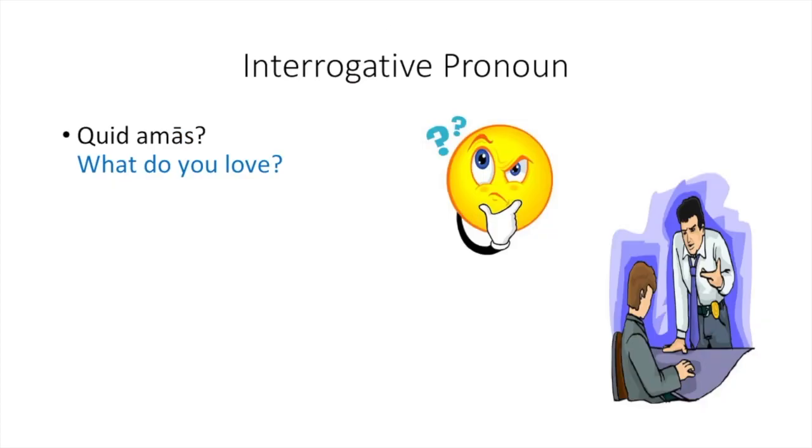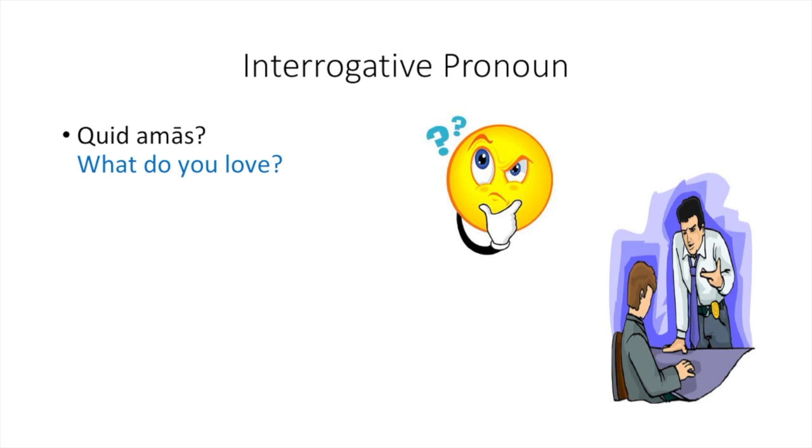So, what is the interrogative pronoun? Well, just like the name implies, it's related to interrogations, or when someone interrogates someone. There's lots of questions that are being asked. And an interrogative pronoun is that question word. It's a pronoun that helps you ask questions. You've already been introduced to this pronoun in Chapter 1 with the vocab word quid, as in the simple sentence, quid amas, what do you love?